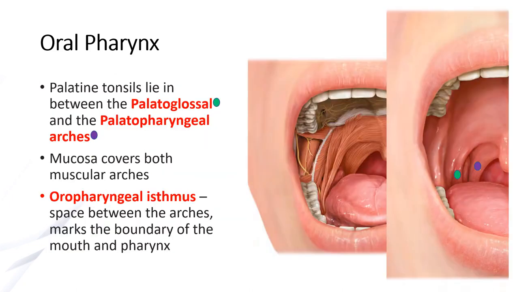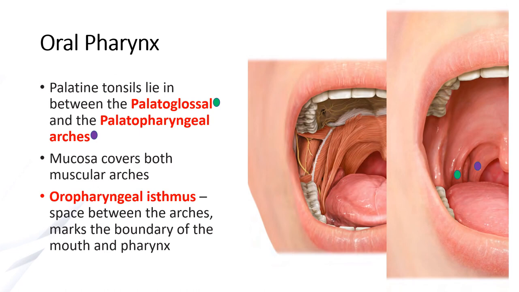Let's go to the oropharynx. When we open our mouths, we can see this region right here. We have the palatoglossal arch and the palatopharyngeal arch. The palatoglossal arch connects the palate and the tongue, and it is the anterior pillar. You also have the palatopharyngeal arch, which connects the tongue and the pharynx. This forms the posterior pillar.